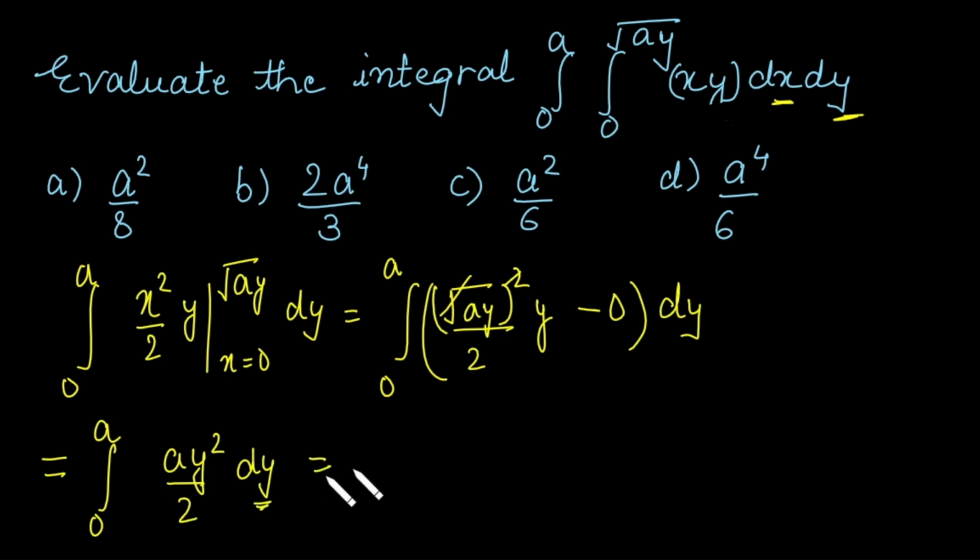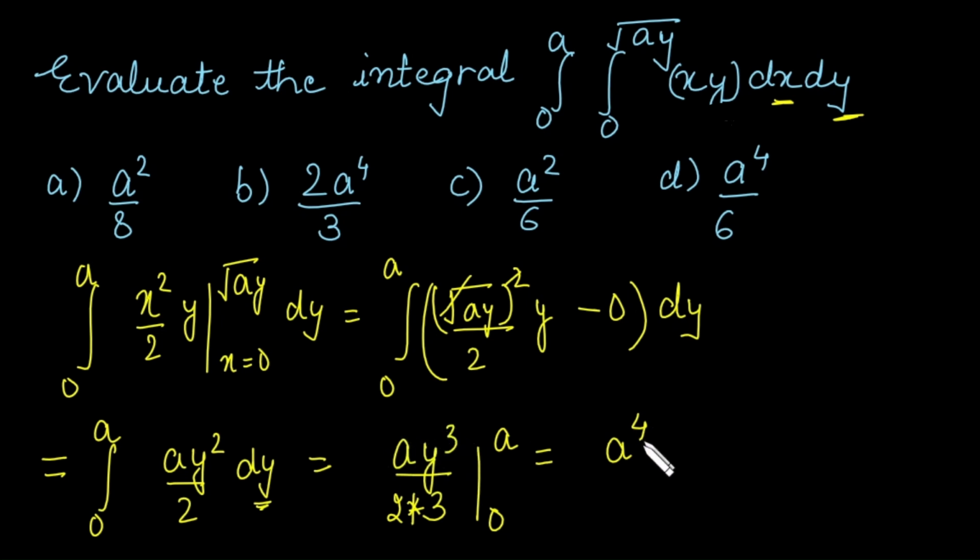Now take integration with respect to y. That is a y cube by 3, and this 2 is as it is. Limits are 0 to a. That is equal to a raised to power 4, because a cube, a power 1, powers are added. That is why 4 divided by 6. Hence the option is D.